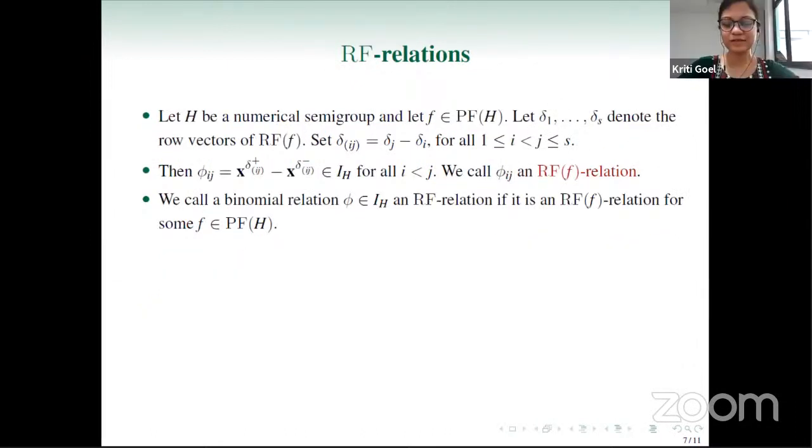So next, apart from this connection of row factorization matrices with the generic toric ideal, there is also another connection between matrices and the defining ideal, which is given by certain binomials. These binomials are what are called RF relations. So if you have a numerical semigroup and a pseudo-Frobenius number, we have a row factorization matrix. Let delta 1 up to delta S denote the row vectors of the row factorization matrix, which is an S cross S matrix. So we have these S row vectors, and by delta ij, we denote the difference of the jth row with the ith row.